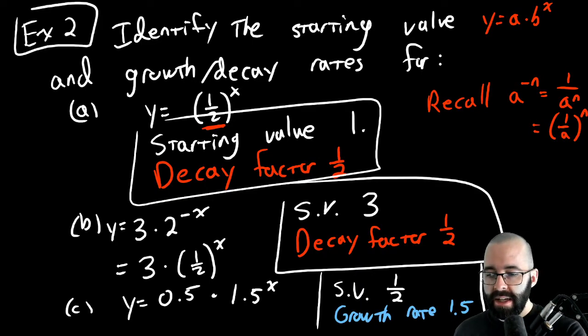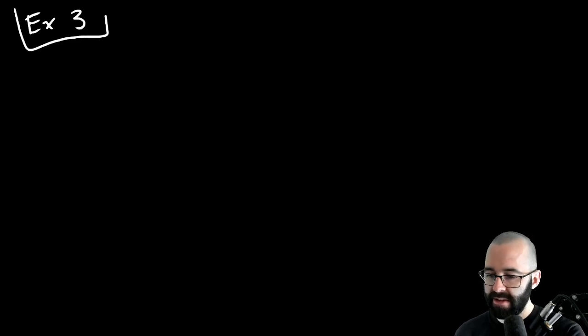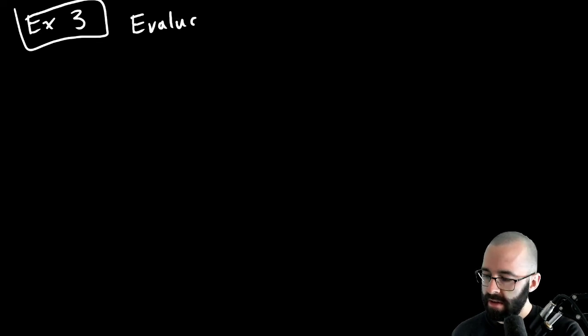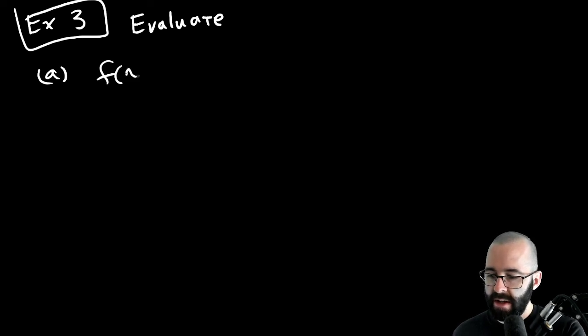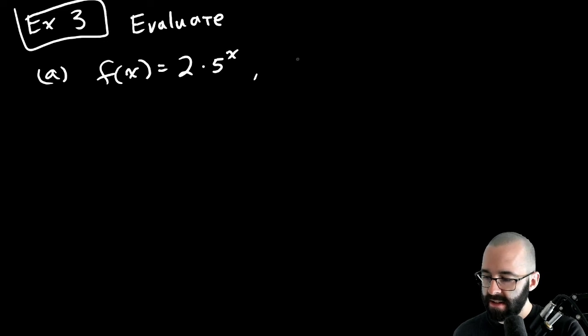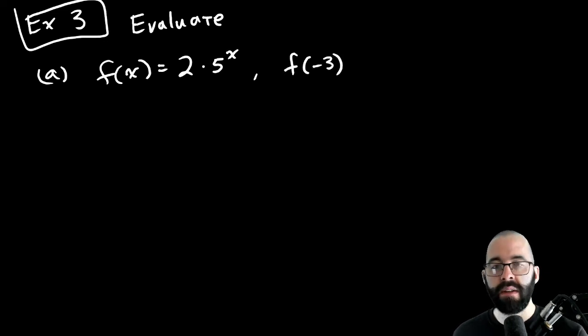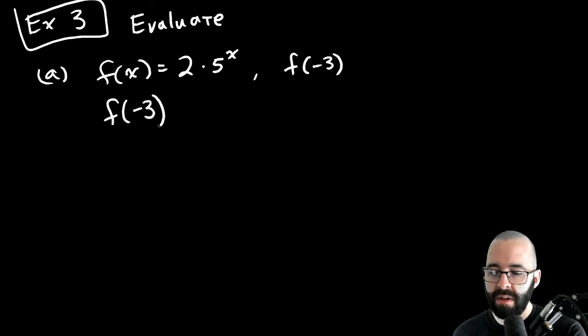All right, one last problem, just to reinforce how to evaluate things. This should be pretty straightforward. Evaluate, and then round to 4 decimals if you need. f of x equals 2 times 5 to the x, and I want you to find f of -3. All you do is plug in -3, like we've been doing before. So 2 times 5 to the -3. You can do this by hand.